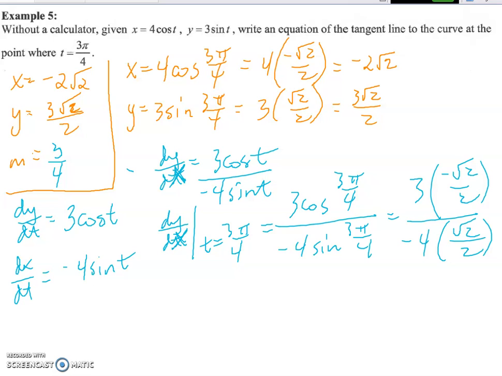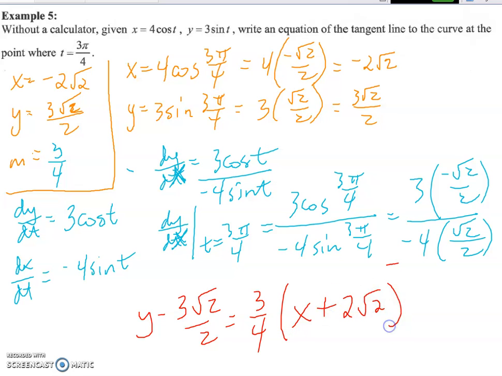So now we're just going to write an equation in point slope form. So y minus y1, so y minus 3 square root of 2 over 2, is going to equal my slope of 3 over 4 times x minus the negative, which is going to be plus 2 square root of 2.